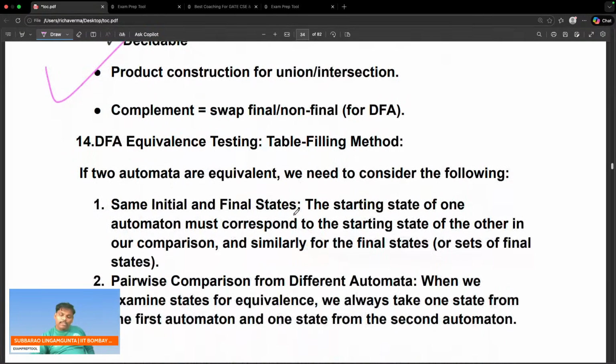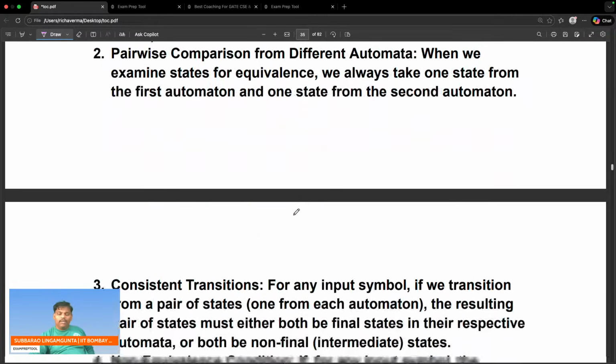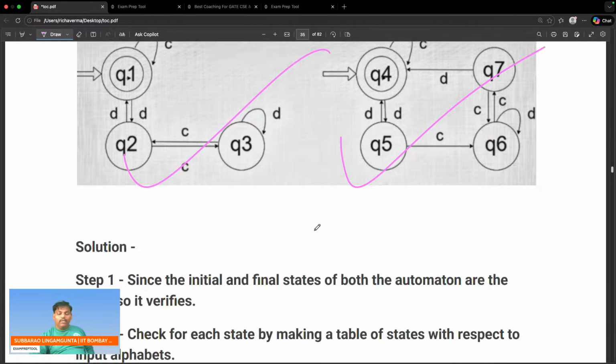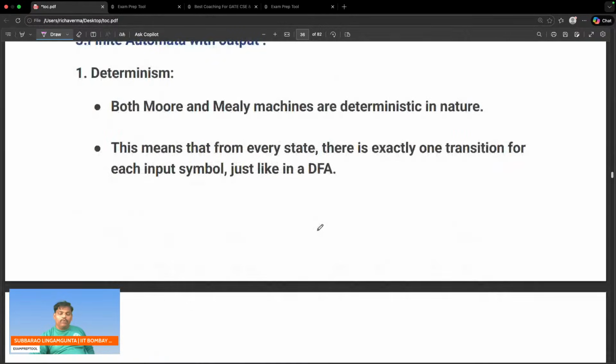DFA equivalence testing: I think for equivalence of two finite automata there is a table filling method, you can check it. We have already discussed this in the classroom. The equality problem is a decidable problem, right?